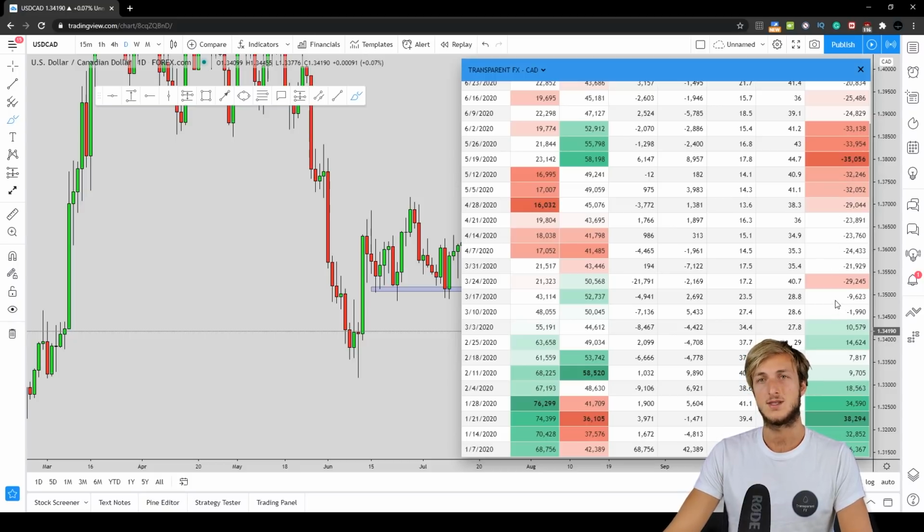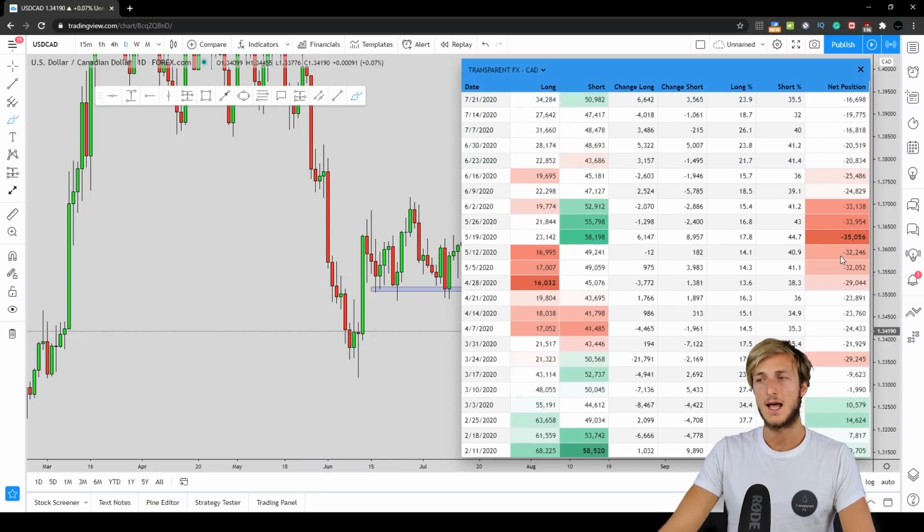And why has this been happening? Because obviously CAD is correlated with oil, which during the crisis has been moving to the downside. And now in the short term, what we can see is that the demand for oil has started again. Net positions have been increasing on the CAD USD, and longs have been open. In fact, we went from 19K long positions all the way up to 34K long positions. Shorts more or less remain the same.